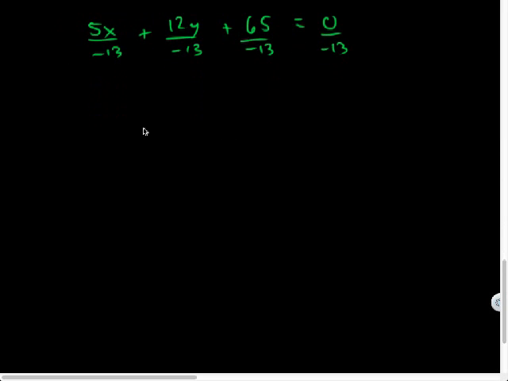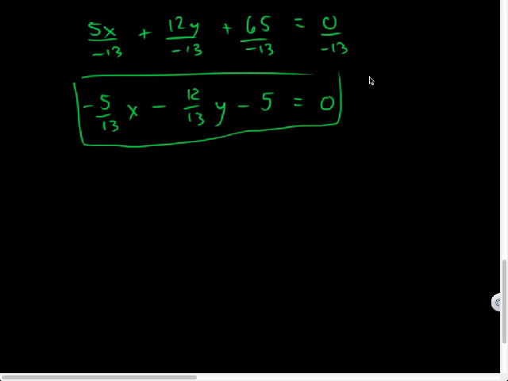Let's simplify this a little bit. So this is negative 5/13 x minus 12/13 y minus 5 equals 0. This is normal form. Now, if you wanted, you could multiply all through by negative 1 just to get rid of the negatives, but you don't have to. That would give you a negative p value, I believe.